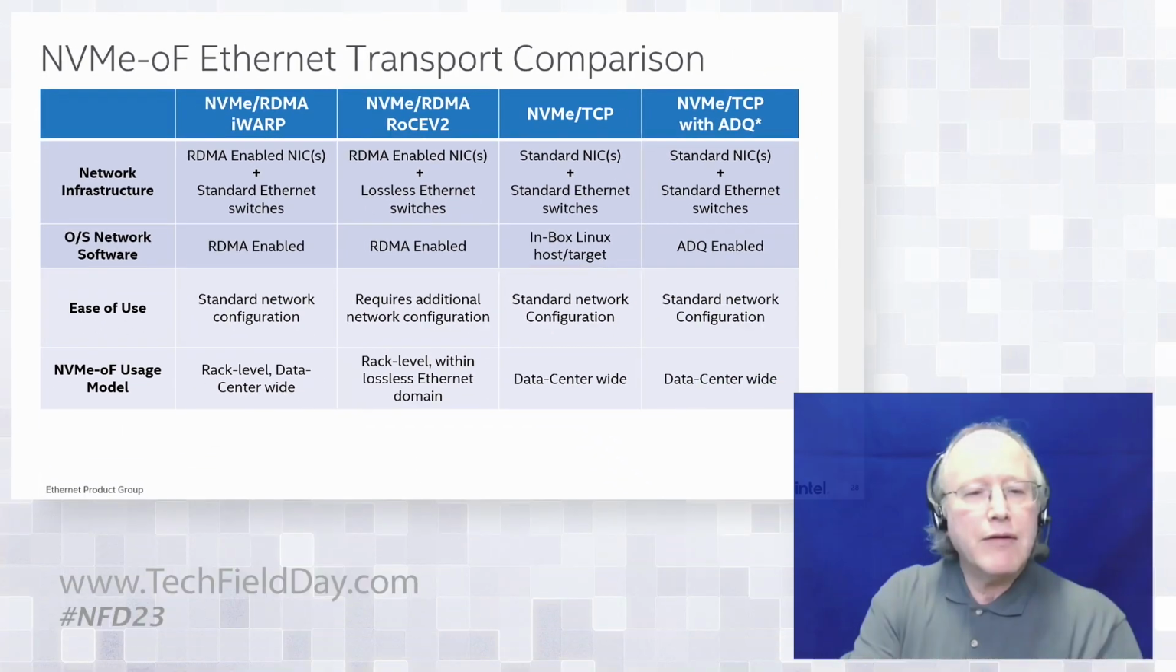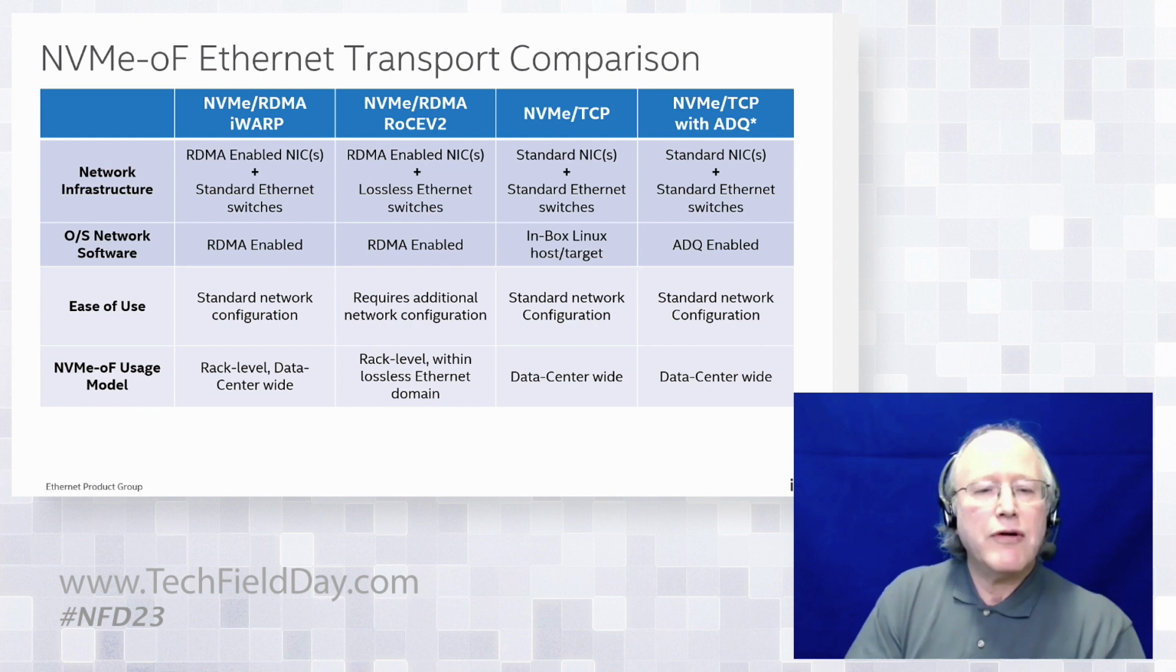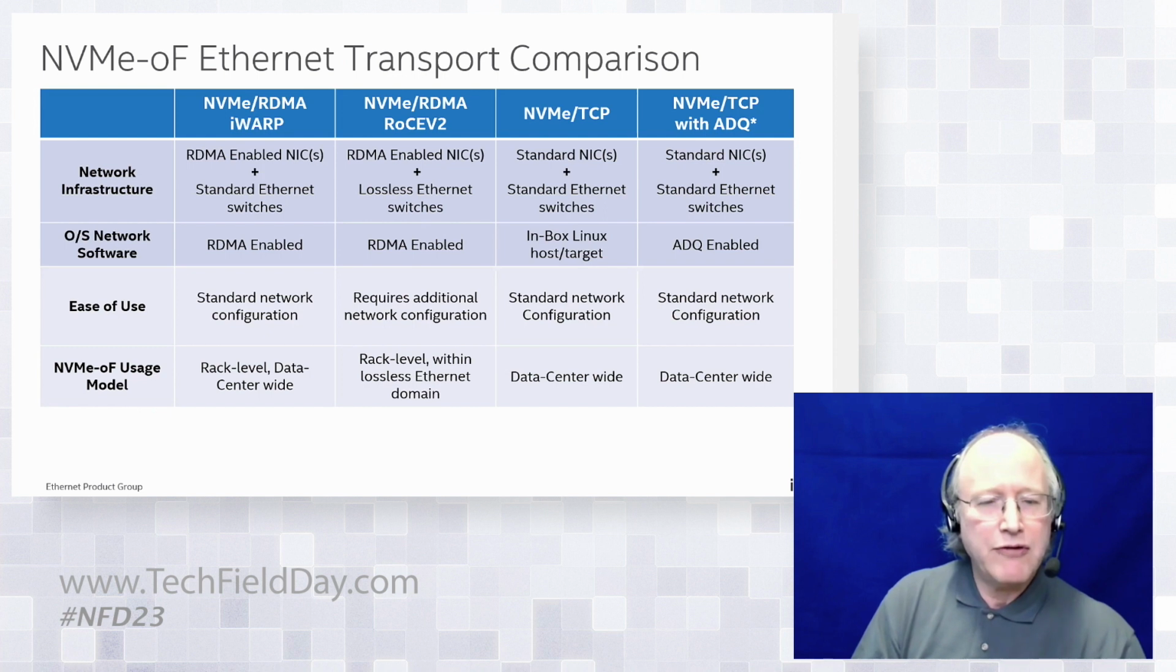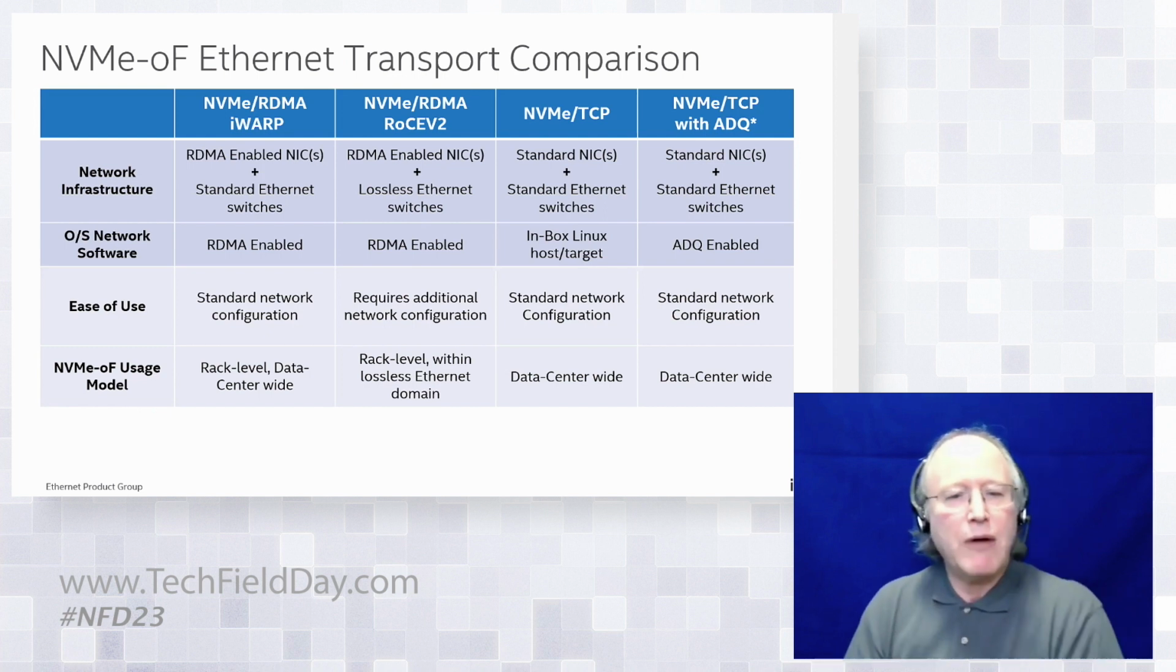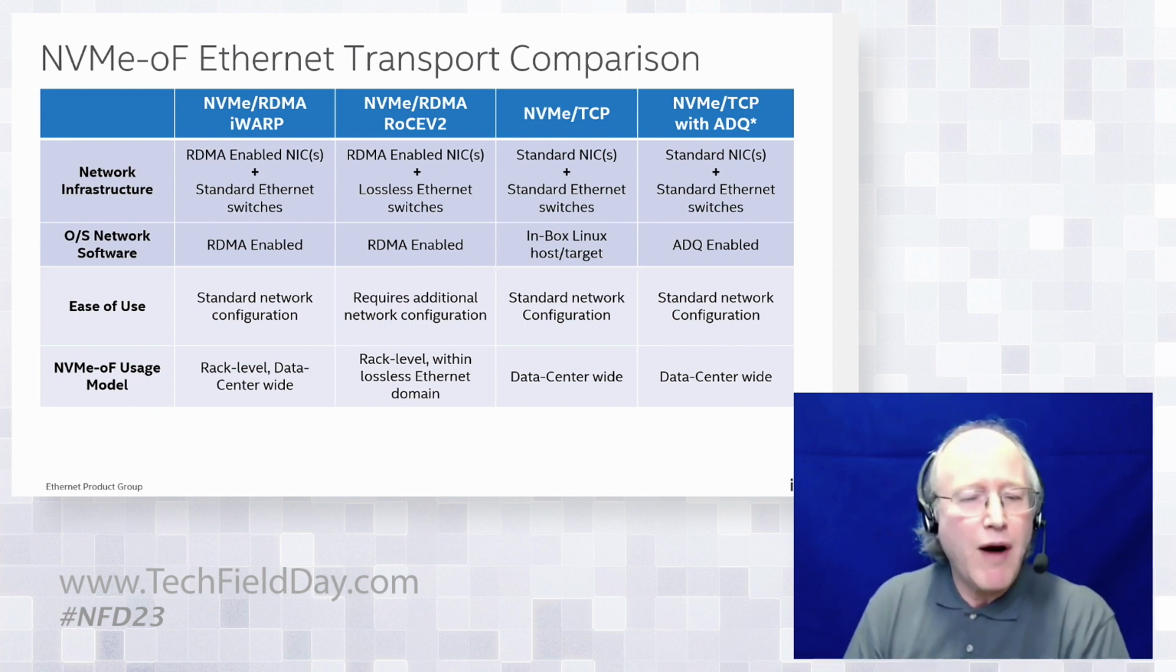And then looking down at ease of use, what you see is the iWARP standard configuration. As you get into large scale RoCE networks, you'll see lots of papers and such where additional network configuration is required to deal with congestion and packet loss. And then the other two, the TCP and ADQ, same thing as using the TCP model.